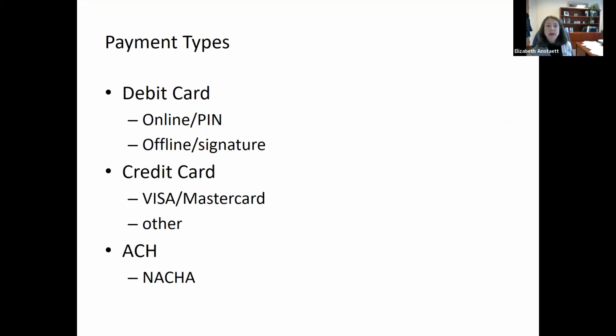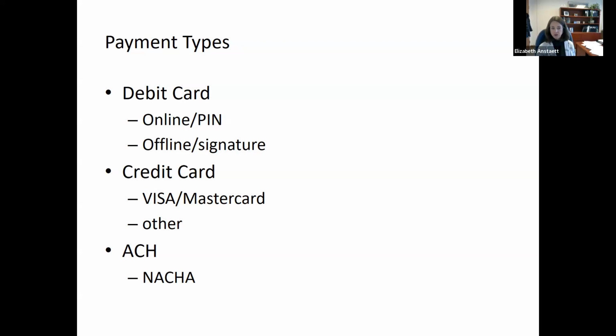Payments traditionally involved a physical card or a check, but over time, and what's increased after the pandemic, many of the payments, although there may be a physical card or a physical check option, are done electronically. The three main types of payments that we see today are the debit card, the credit card, and the ACH.